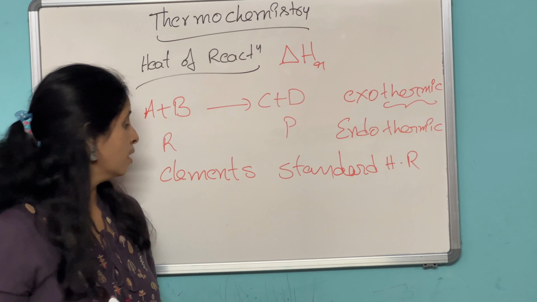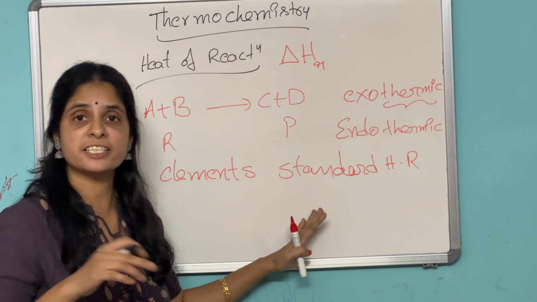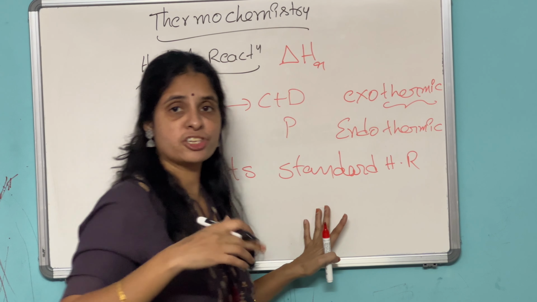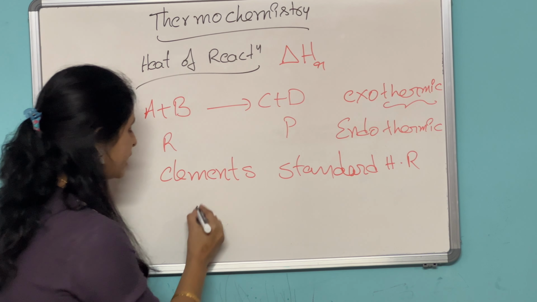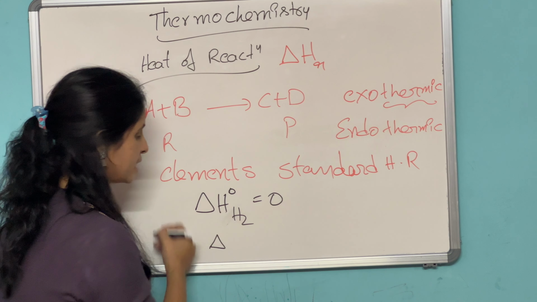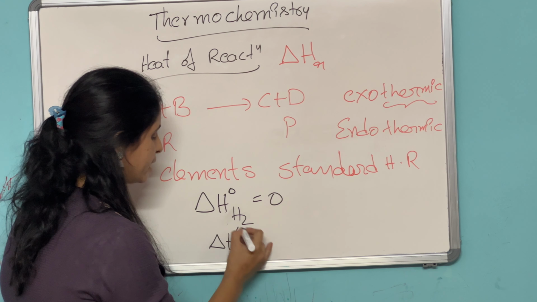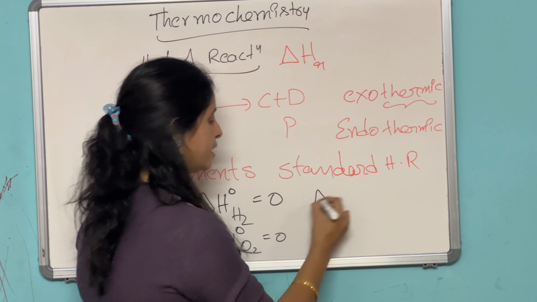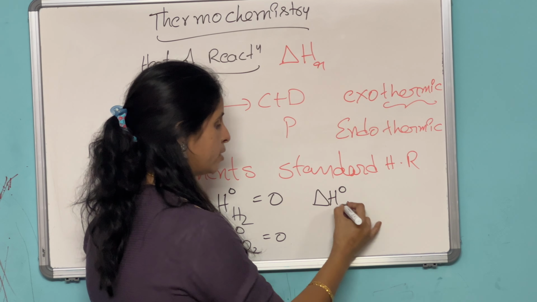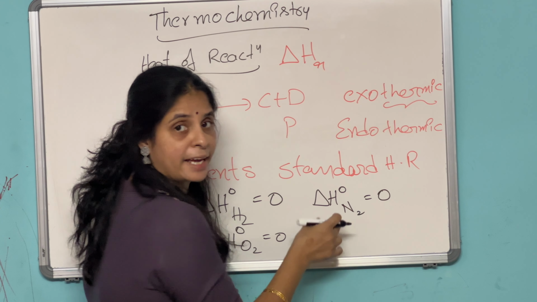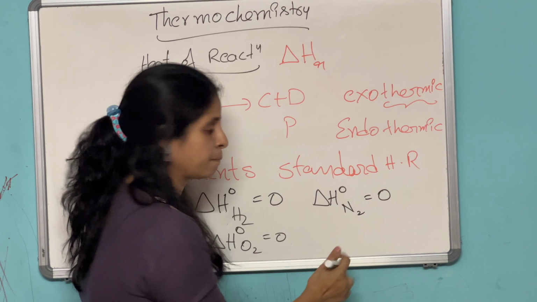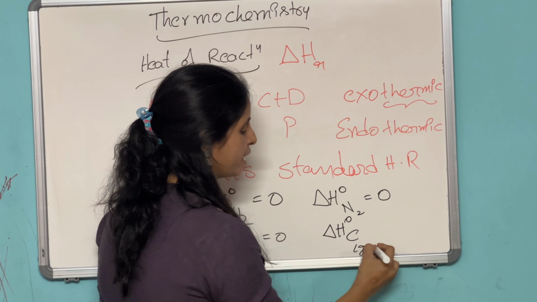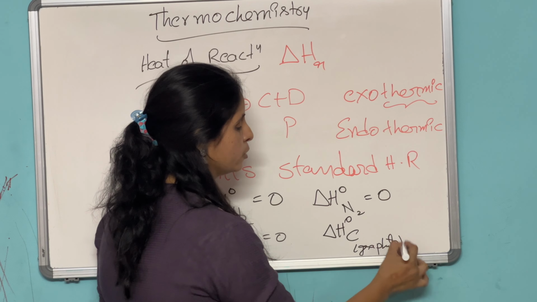For the elements in their naturally occurring state, meaning in their elemental state which is naturally available, the heat of reaction of H2 is considered as 0. The standard heat of reaction of oxygen is considered as 0. The standard heat of reaction of nitrogen is taken as 0 in its standard state. The standard heat of reaction of carbon in the form of graphite is equal to 0.